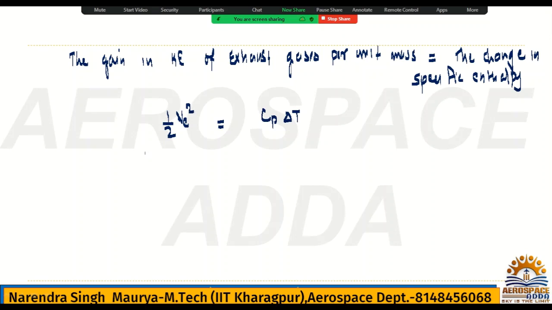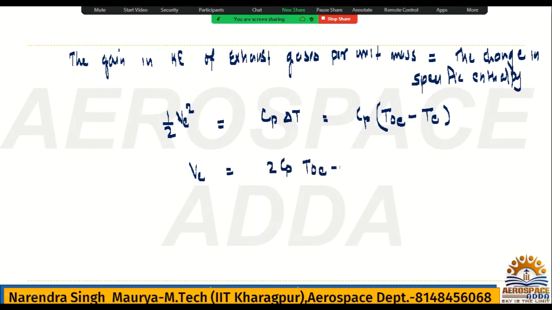So this is half VE square is equal to Cp delta T. What is delta T? Total temperature in the combustion chamber, T naught E, minus the static temperature at the exit. This one. Okay. Now what is VE? This is also very important because GATE questions have been asked based on it. So please listen carefully. So this is the exhaust velocity. This is the one formula.